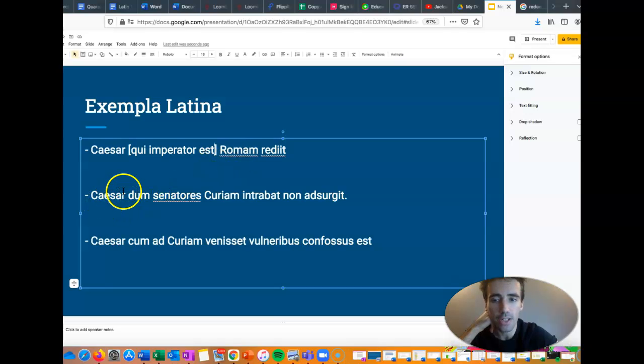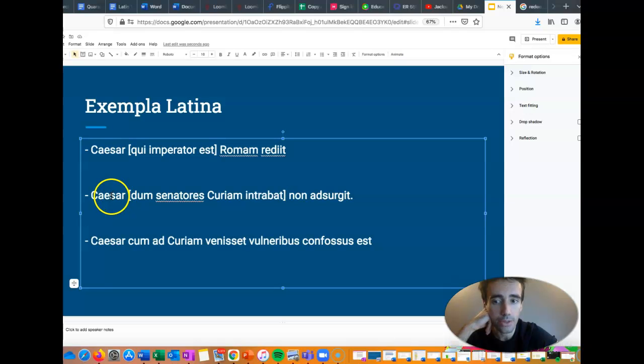Next one here, Caesar dum senatores curiam intrabant non adsurgit. Again, I see two verbs, intrabant and adsurgit. I see dum, which is a subordinating conjunction. And don't worry if you're like, how did you know that? I'll give you a list of some common subordinating conjunctions soon after the slide. And I suggest in the short term, you keep those near you to reference as you translate. But I see dum. The next verb is intrabant. So I can feel pretty good about this being the end of its clause.